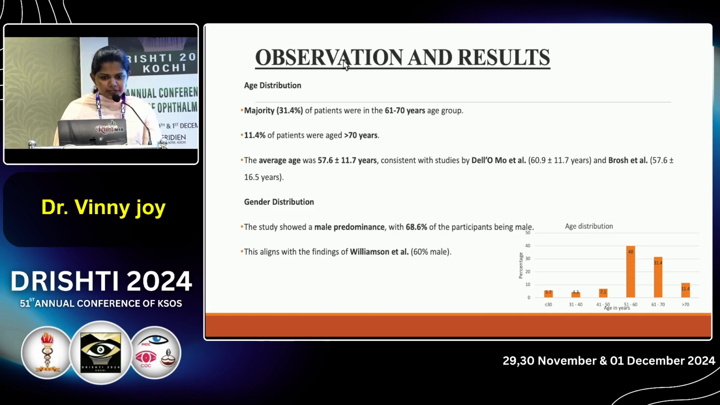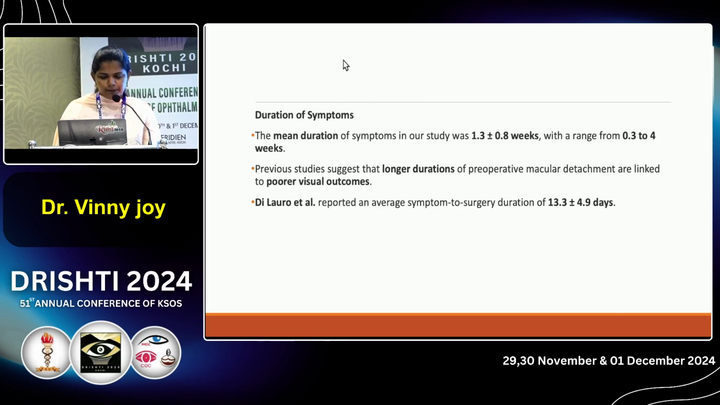Coming to the observations and results: age distribution: majority of the patients were in the age group of 61 to 70 years, 11.4% were above 70 years, and the average age was 57.6 plus or minus 11.7 years, which was consistent with studies by Delomo et al. and Broche et al. Gender distribution: the study showed a male predominance with 68.6% being male. This aligns with the findings of the study done by Williamson et al.